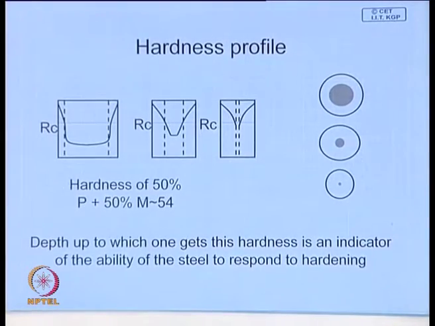Now, you can do a very simple experiment. Take cylindrical test pieces of different diameter, heat them all in the austenitic range, and then quench. Let us say we use cold water with agitation as the quenching medium. After you have quenched, you cut these samples at the center, polish them, and look at the microstructure or the macrostructure.